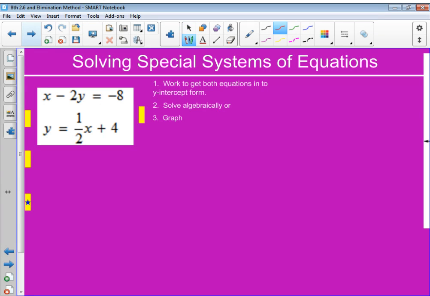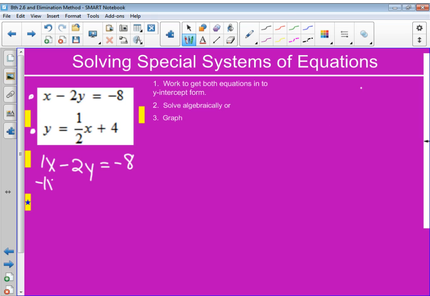Okay, so my first step is going to be to work to get these into the y-intercept form. So this one's okay. I have to work this one out. So I'm going to just write it down here, so I've got space to write. So I have this equation and I want to work to get y by itself. So I need to get rid of my x.